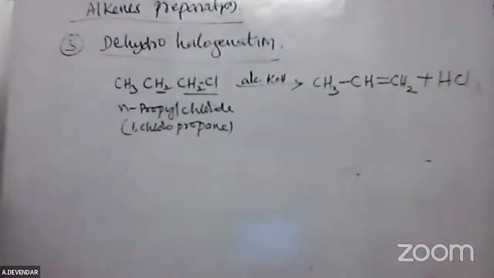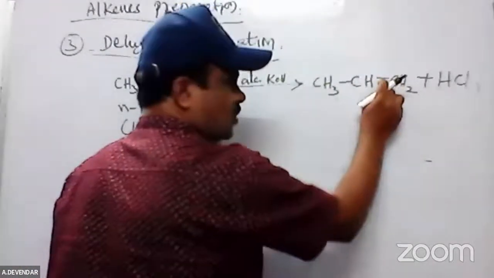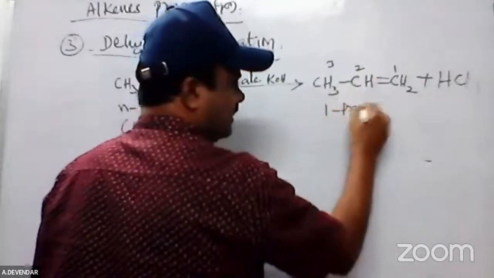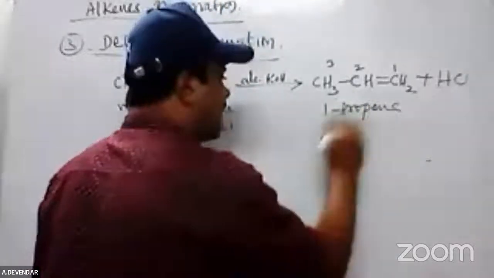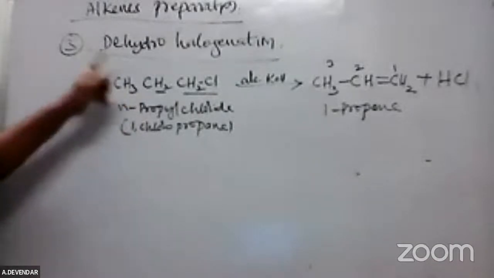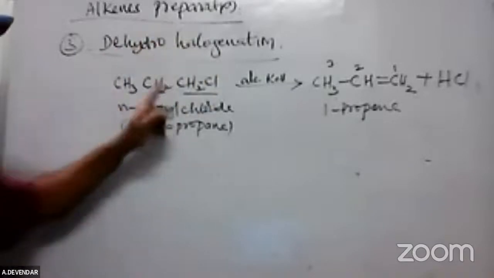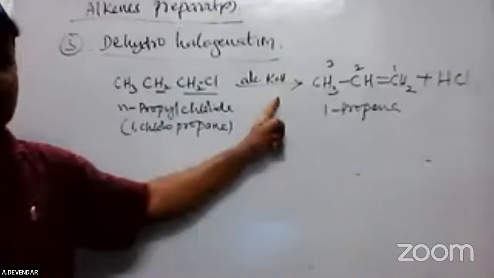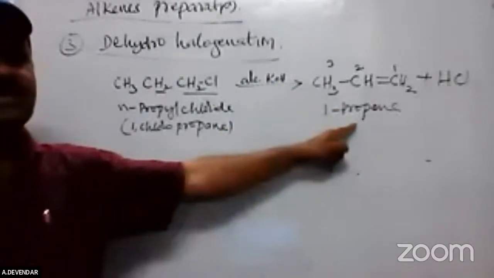What is the name of this compound? Here the functional group is the double bond. Numbering 1, 2, 3, it is 1-propene, since the ene is present at the 1 position. This is a very, very important chemical reaction, the preparation of part 1. Dehydrohalogenation means alkyl halides, any higher alkyl halides, in the presence of alcoholic potassium hydroxide give alkenes.